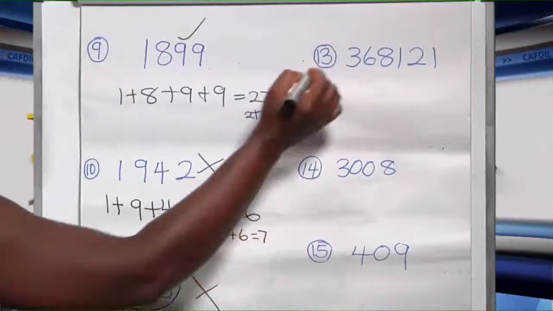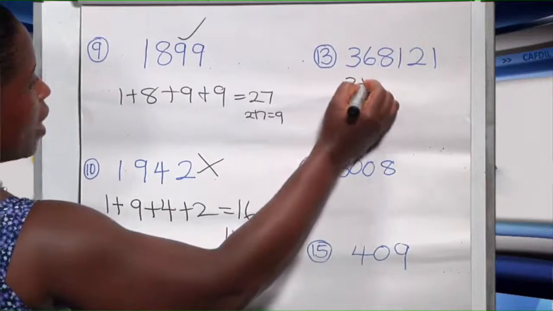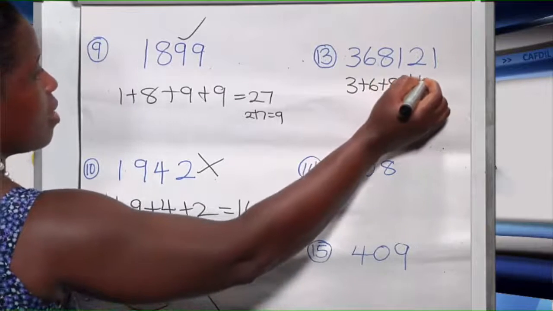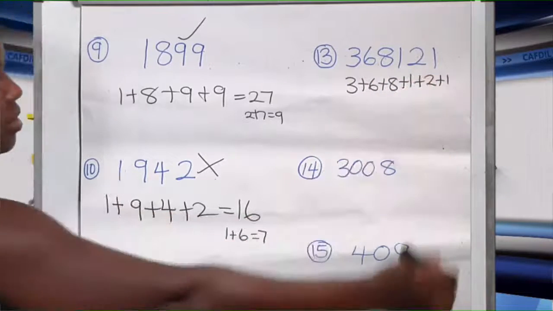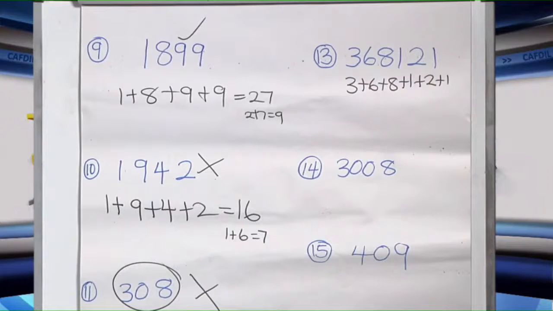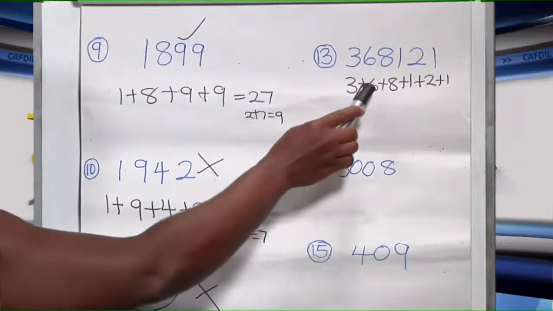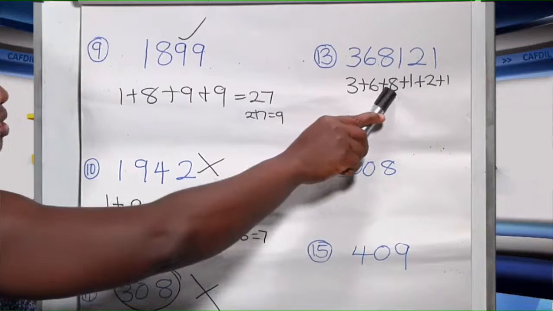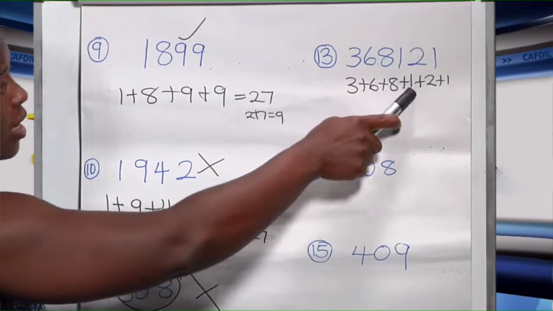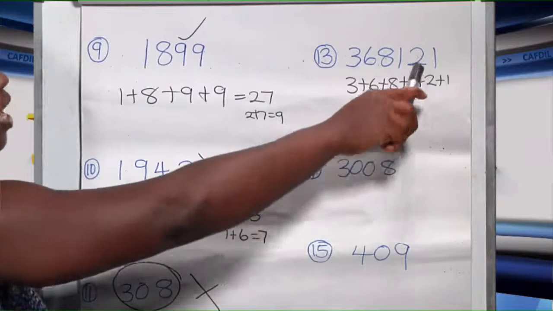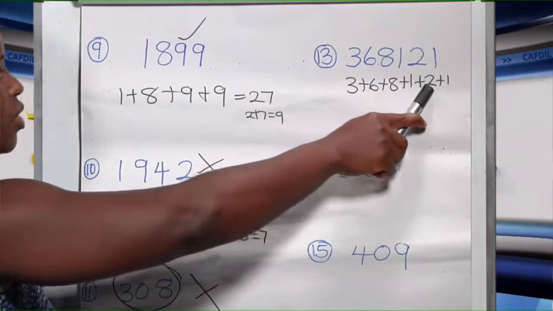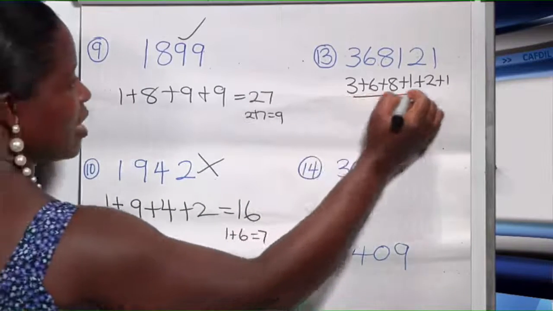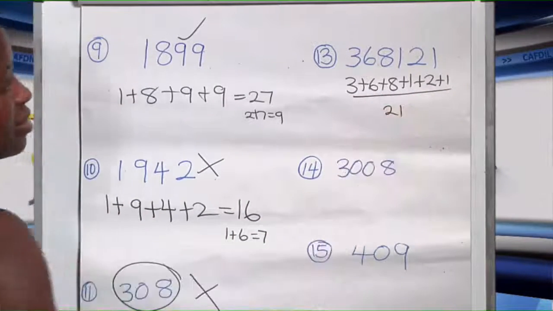So let's start. 3 plus 6 plus 8 plus 1 plus 2 plus 1. We are adding everything. So 3 plus 6 is 9. 9 plus 8 is 17. 17 plus 1 is 18. 18 plus 2 is 20. 20 plus 1 will give us 21. So this number will give us 21.